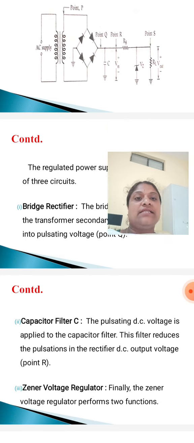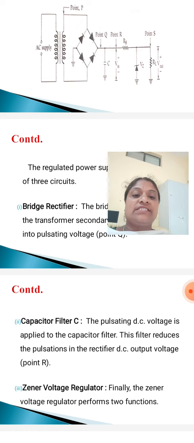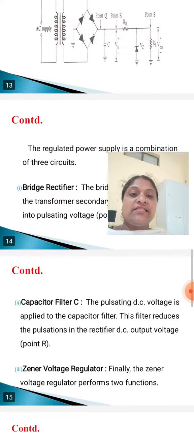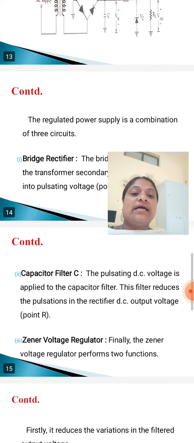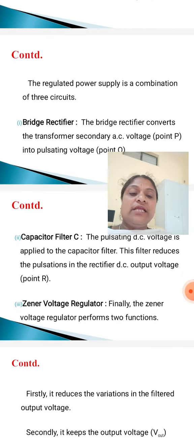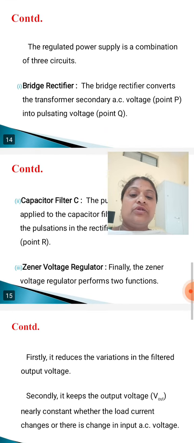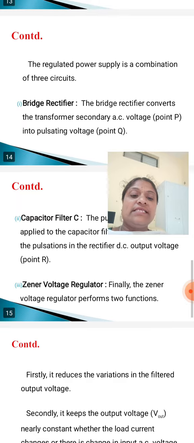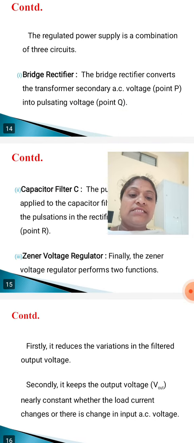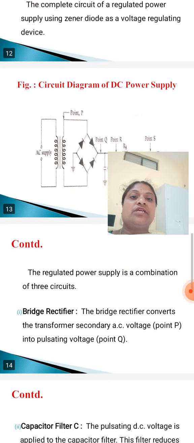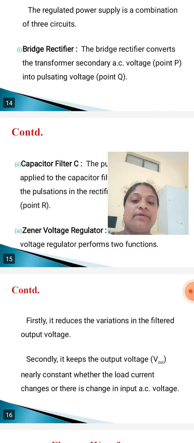I repeat once again this circuit, the Zener voltage regulator. Finally, the Zener voltage regulator performs two functions. Firstly, it reduces the variations in the filtered output voltage, and secondly, it keeps the output voltage Vout nearly constant whether the load current changes or there is a change in the input AC voltage also. So this is nothing but the circuit diagram of a DC power supply.